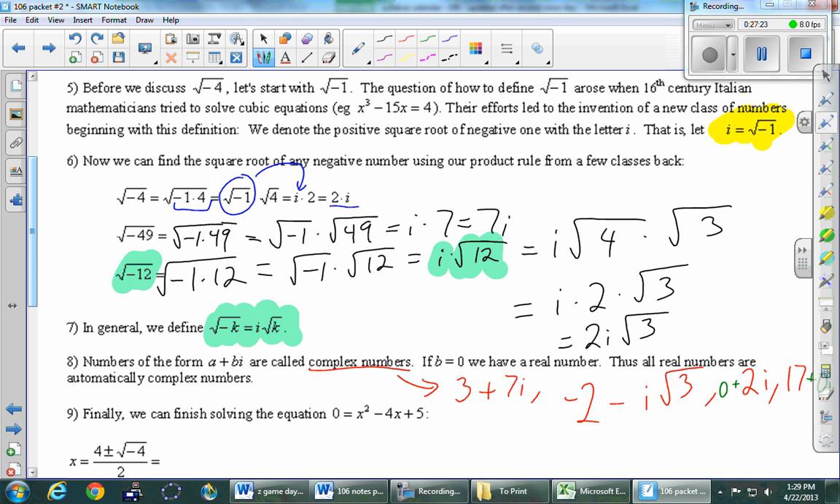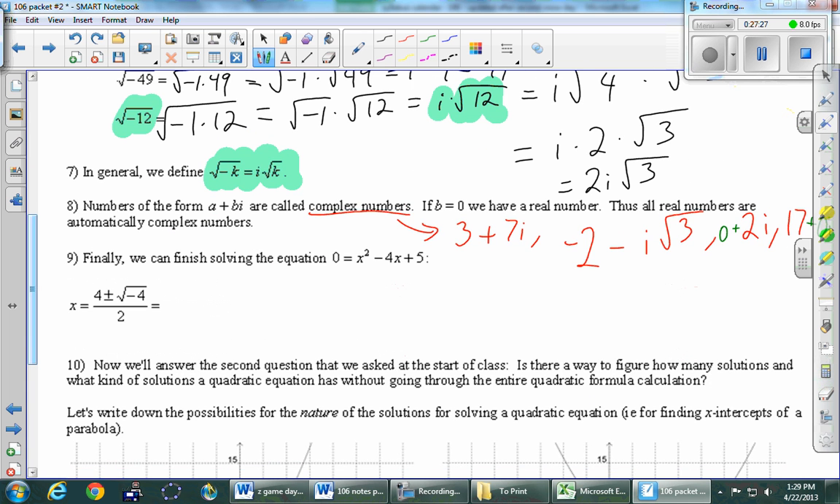It doesn't look like it has a plus. So let's look at that negative 2 minus i square root of 3. A is the first number. What is the first number? It's negative 2. So that's how we handle the negative there.